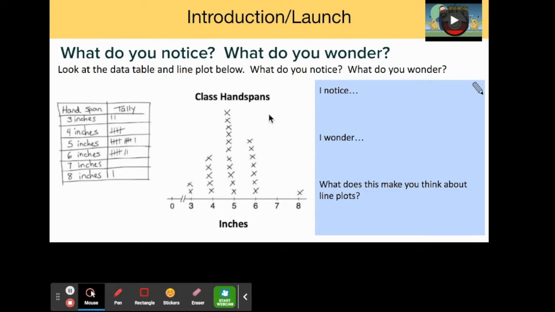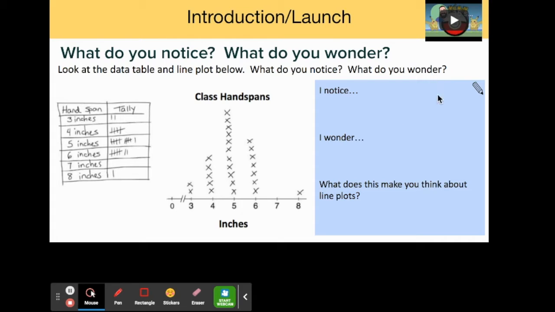I'm also noticing this graph over here has a title. It says class handspans. At the bottom, it says inches. Then we have a number line, 0, 3, 4, 5, 6, 7, 8, and it has some X's on the top. Then we have some sentence starters. I notice, I wonder, and a question. What does this make you think about line plots?